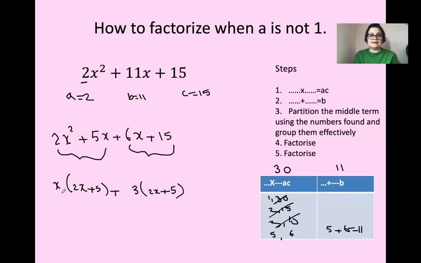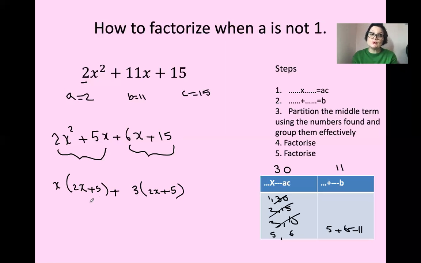Okay? And then if you want to find out whether you have done this correctly, first you can expand in your head. So x times 2x, 2x to the power of 2, plus 5x, right? First one is done correctly. 3 times 2x, 6x, 3 times 5, 15, correct.